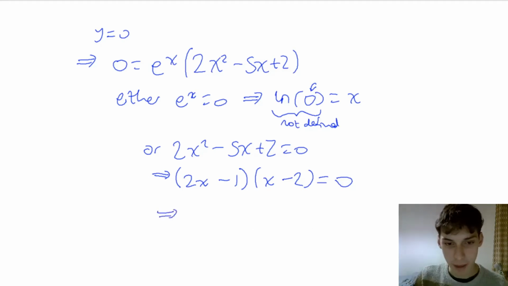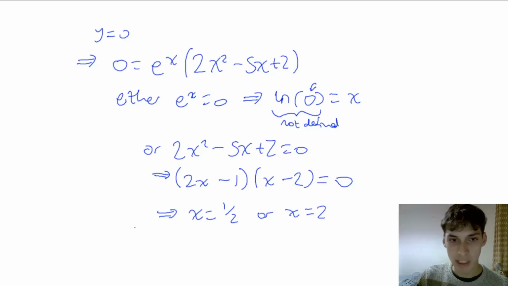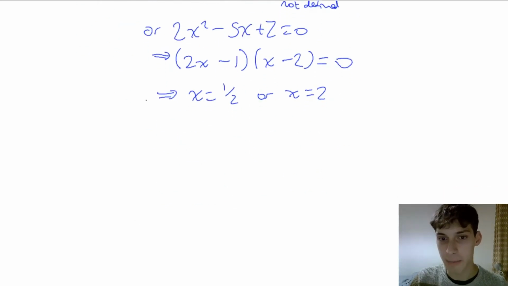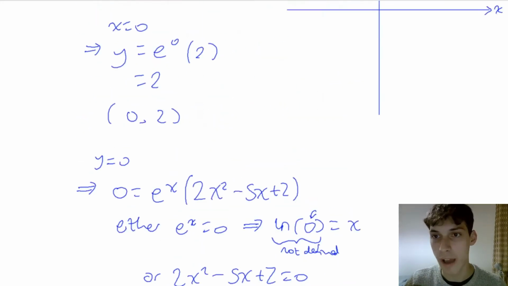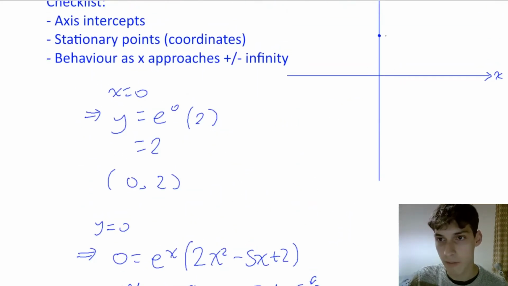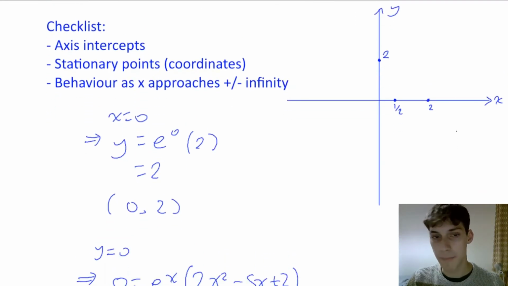So anyway, back to the question. This implies that x is equal to 1/2 or x is equal to 2. So this gives our roots, or the coordinates of these, as (1/2, 0) and (2, 0). These both lie on the graph, so let's also add those to our diagram. And also I should add numbers as well, that's very important. 1/2 and 2. Perfect. So okay, already done with axis intercepts, that's great.